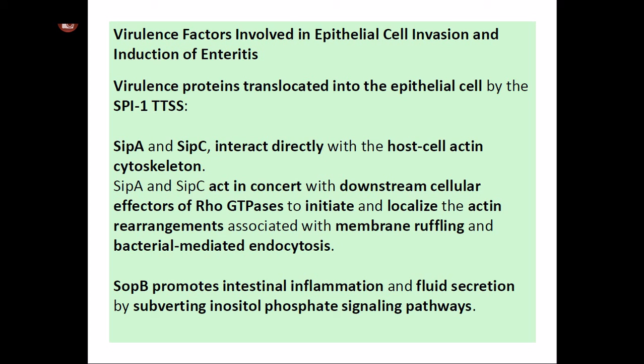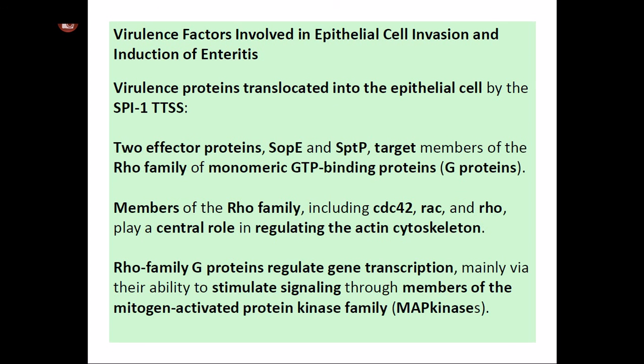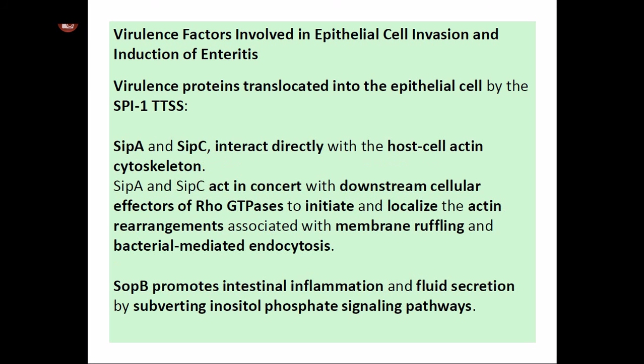And then, another effector protein called SopB promotes intestinal inflammation and fluid secretion by subverting the inositol phosphate signaling pathway. You don't need to go through the detail, but just know that there are majorly 3 different types of effector molecules. Previously we talked about SopE, which is responsible for controlling the transcription of the G proteins like CDC42, Rac and Rho using the MAP kinase molecules. The second type are SipA and SipC, which are important for modifying the host cell actin cytoskeleton by directly binding to it. And the third kind is SopB, which promotes intestinal inflammation and fluid loss.